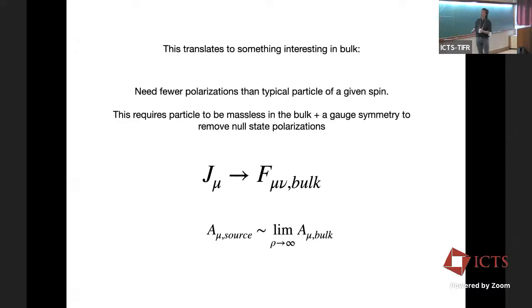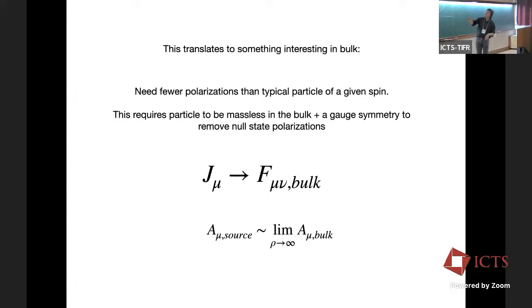How do you do that? You require the particle to be massless in the bulk, plus a gauge symmetry to remove the unphysical states. So the idea is that if you have a conserved charge on the boundary, then that should correspond to something that is a short representation in the bulk. And to make something short in the bulk, you need to eliminate the unwanted states. To eliminate the unwanted states, you need to have a gauge symmetry to get rid of them. And you need to have the particle be massless.